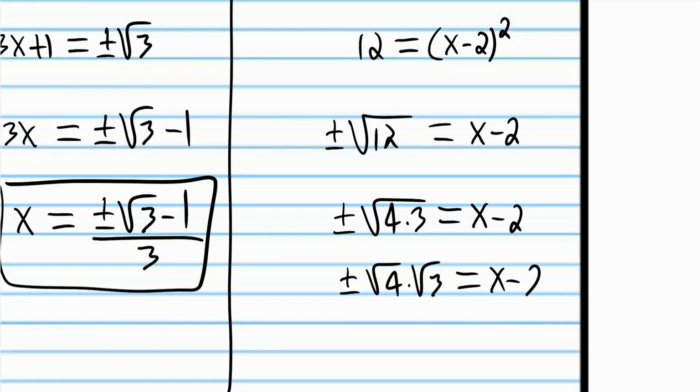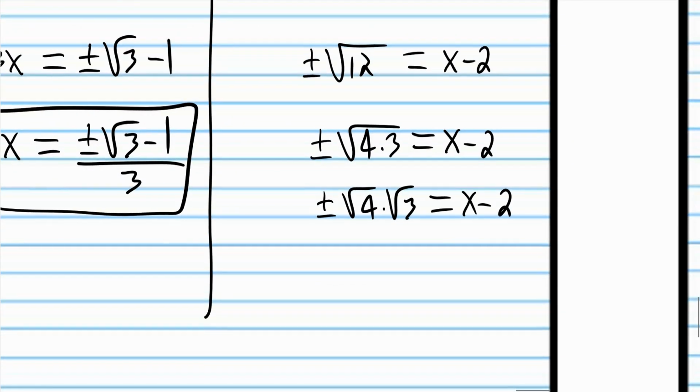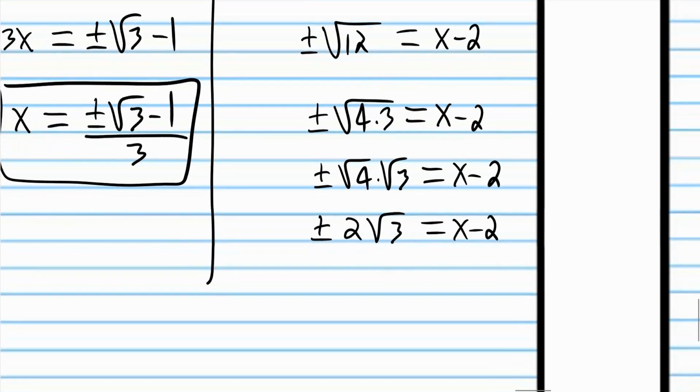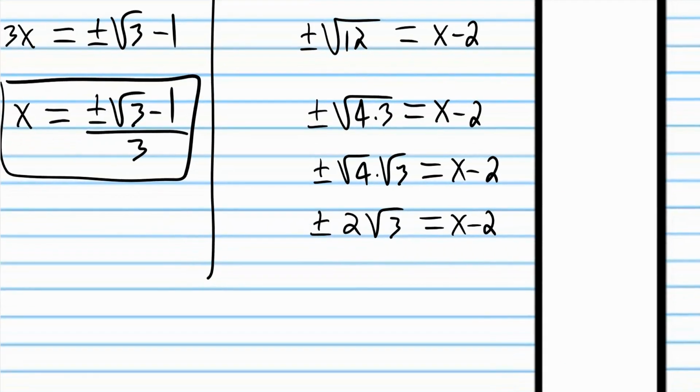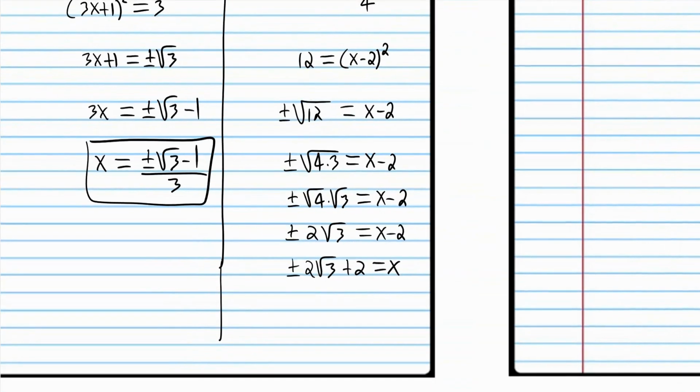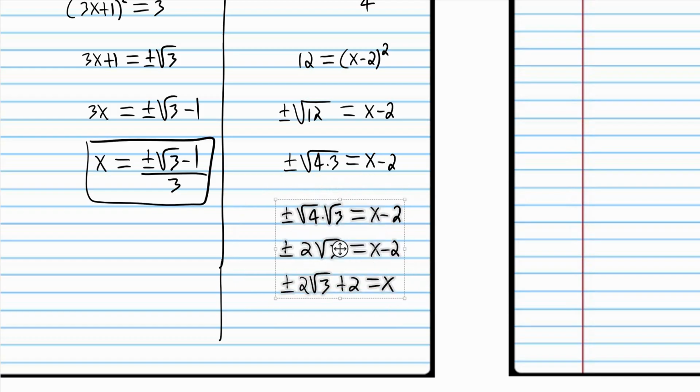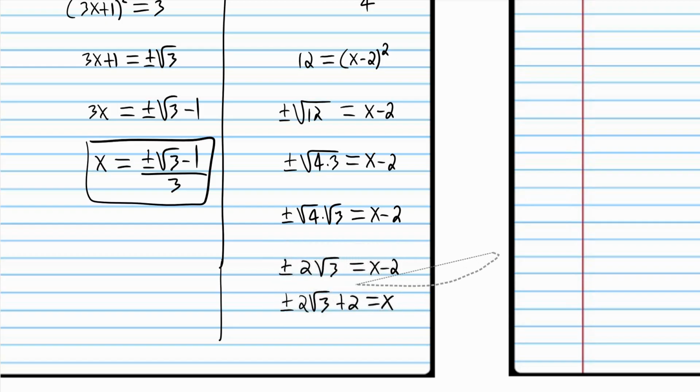You don't have to show this math. The square root of 4 is 2. That's just basic math that we learned in my beginning algebra course and my intermediate algebra course. Then we're going to add 2 to both sides of the equation. And I probably should space this out a little bit more. At that point, we're done.